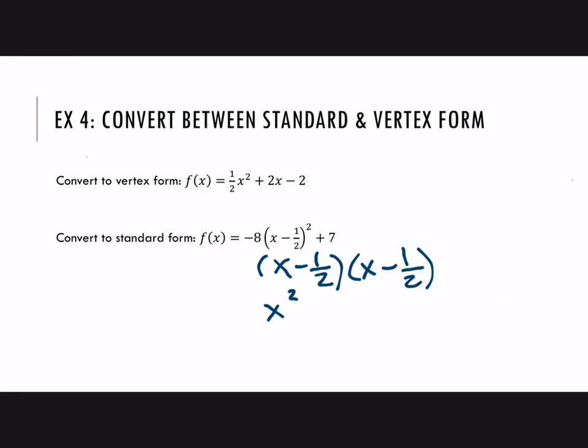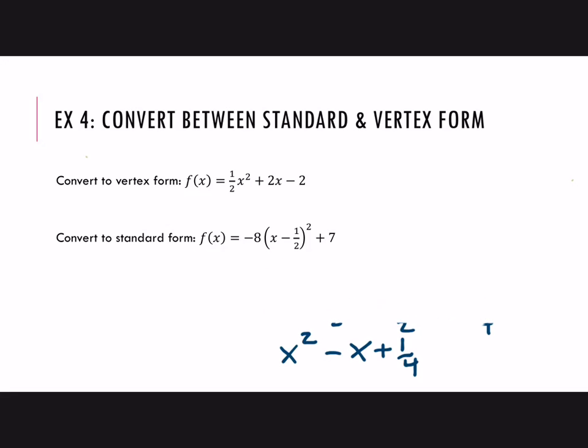So we get x squared for the first term, then the inner terms, negative 1/2 x. Outer terms, also negative 1/2 x. And last terms, we have a positive, and a half times a half is a fourth. So this is x squared, then minus 1/2 and minus 1/2 is minus 1x, plus 1/4. Alright, then I need to multiply by negative 8 and add 7. Okay, that's the rest of the function.